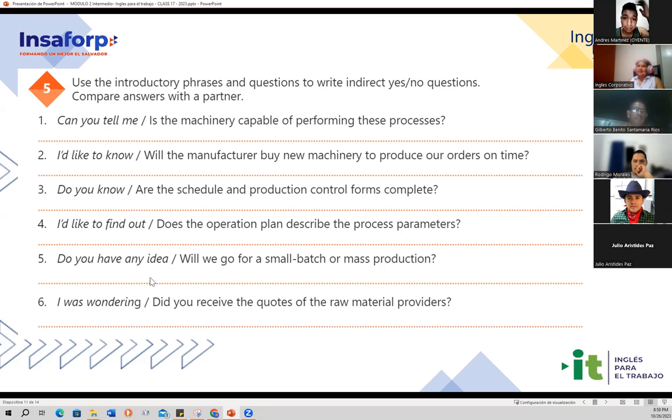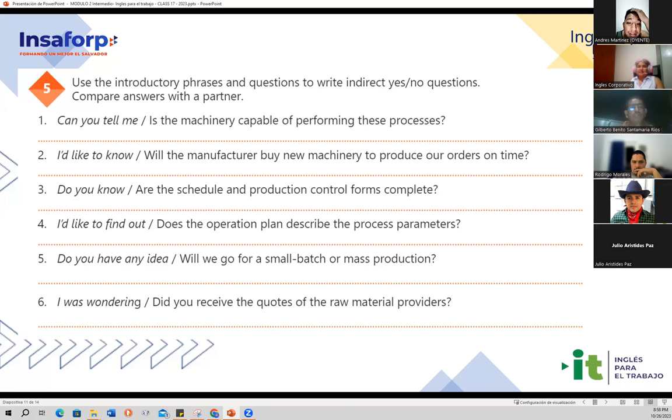Andres, number five. Do you have an idea if we go for a small batch or mass production? Okay, very good. Do we keep the question mark? Yes, because we use "do you." Excellent, yes, we have to use it.